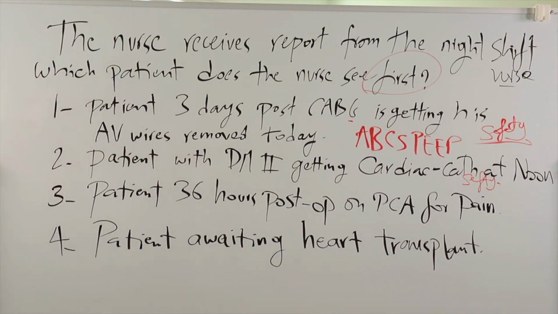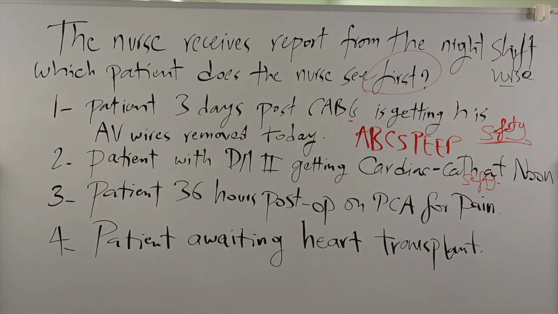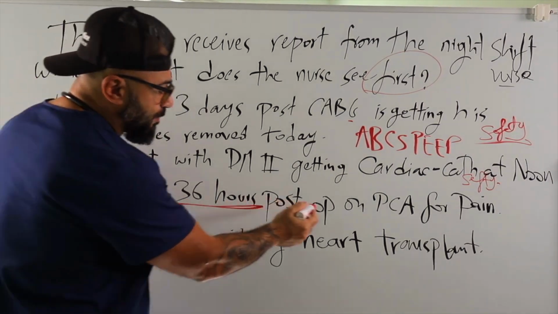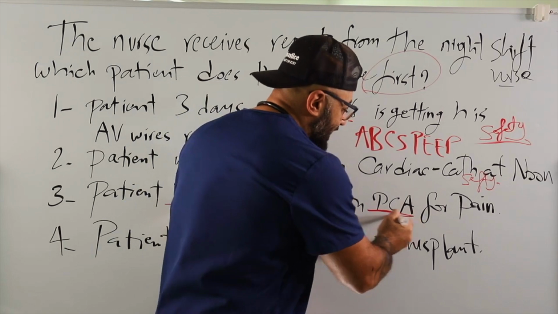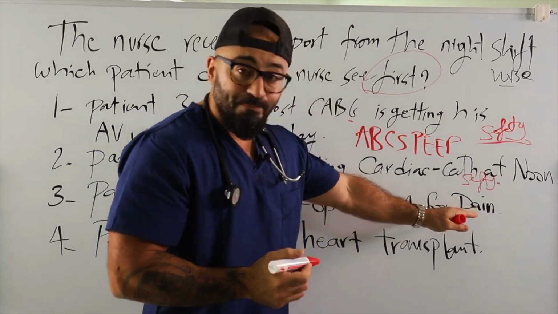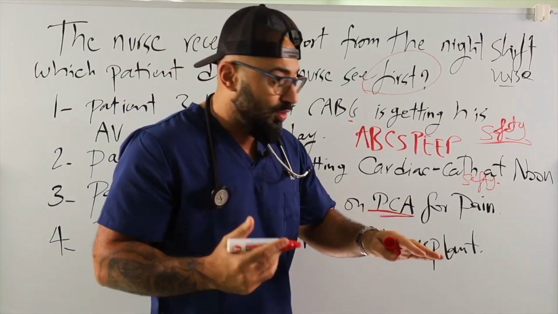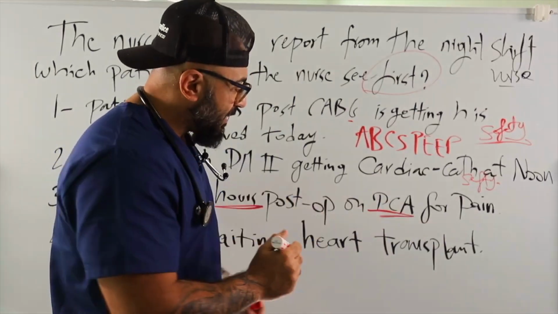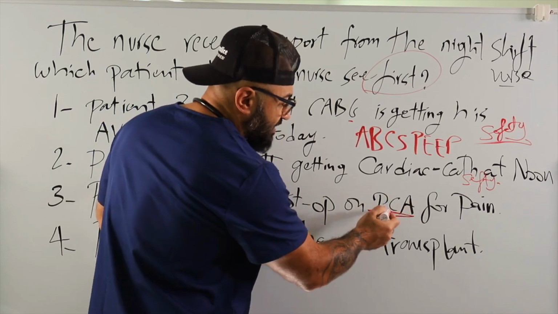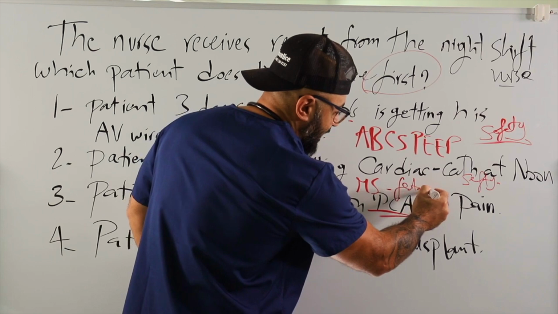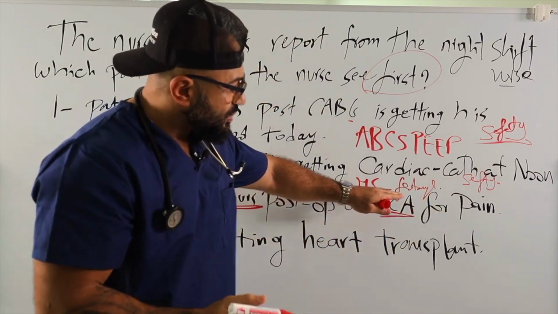Option number 3, a patient 36 hours post-operation on PCA, which is patient-controlled analgesia for pain, all right? So listen, this patient is 36 hours post-surgery on PCA, so on pain management. If you know PCA, which we're going to talk about briefly, the two most popular drugs for PCA are morphine sulfate and fentanyl, all right? What do those drugs cause?